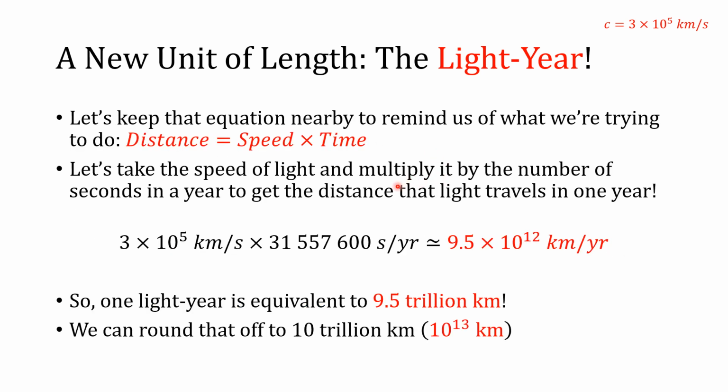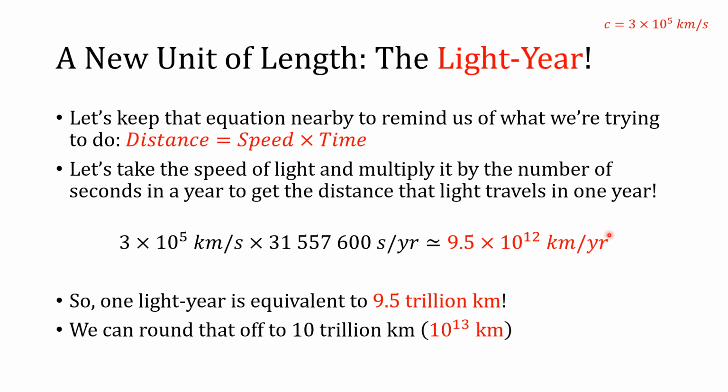And so if we go ahead and do that calculation, this is the speed of light, roughly, in kilometers per second, and then this is how many seconds we have each year. That's what these units are telling us, seconds per year. This is how many of those we have. And so if we go through that calculation, we get that light will travel this distance each year.